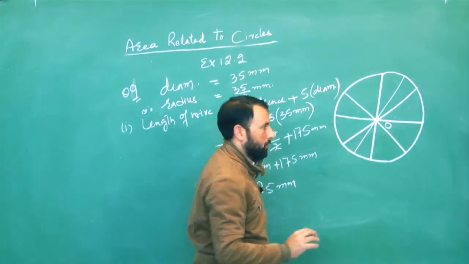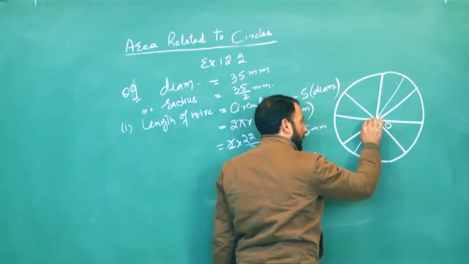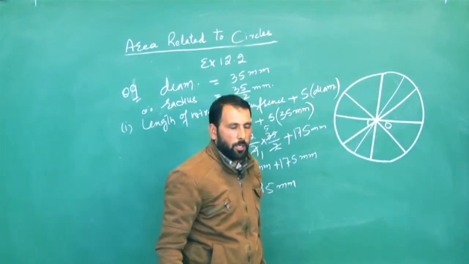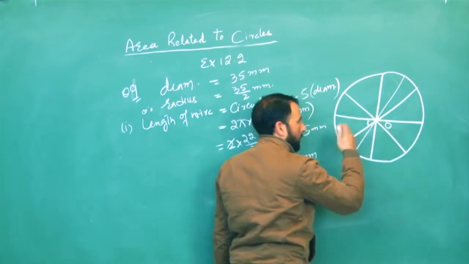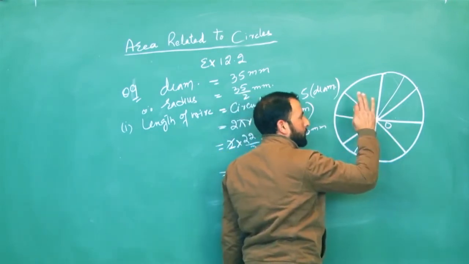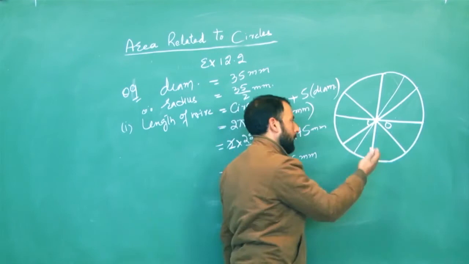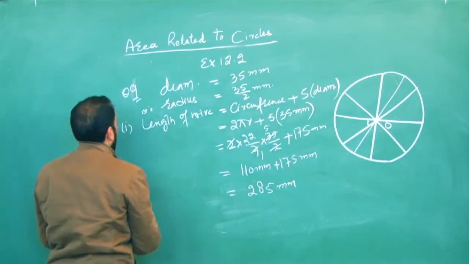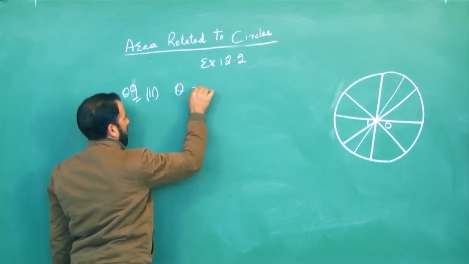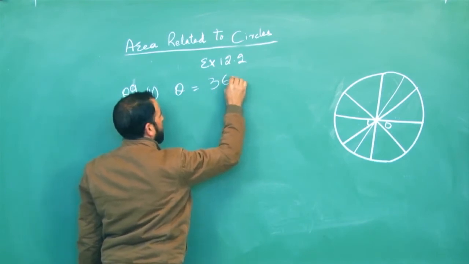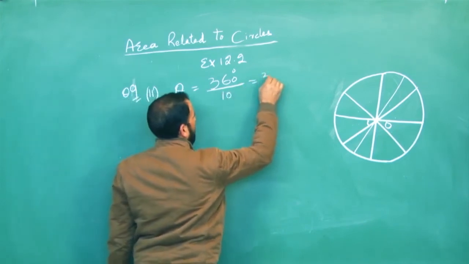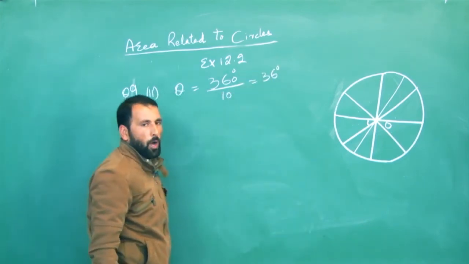So first of all, this sector angle can be found by, we know that the complete angle is equal to 360, and it is divided into 10 equal parts. Therefore, the sector angle theta is equal to complete angle 360 degrees divided by the number of equal parts, that is 10. That equals 36 degrees, the value of theta here.